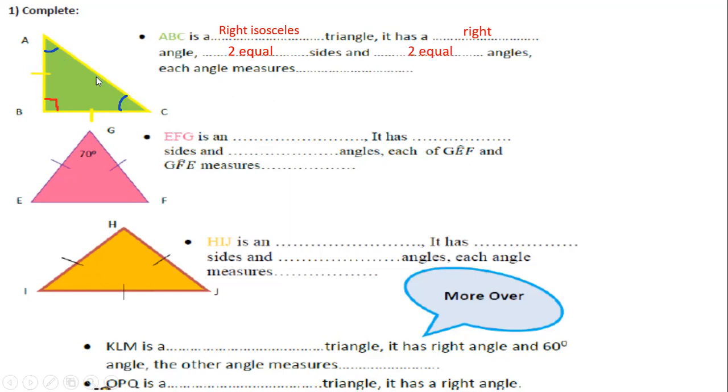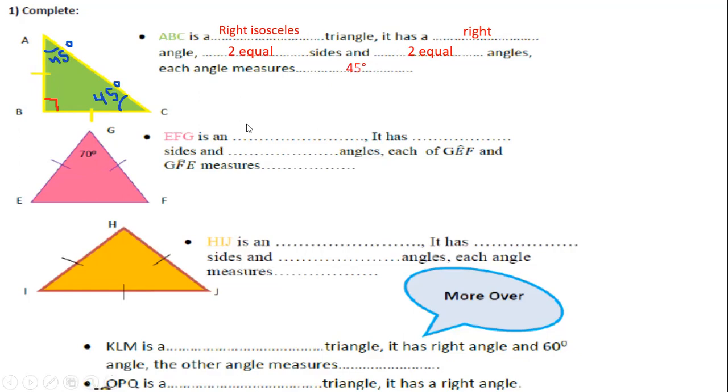If these two angles are equal and this one is 90 degrees, what will be the measure of each of these angles? Each will measure 45 degrees. So this angle will be 45 degrees and this angle will be 45 degrees. So each angle measures 45 degrees. So this is a right isosceles triangle.